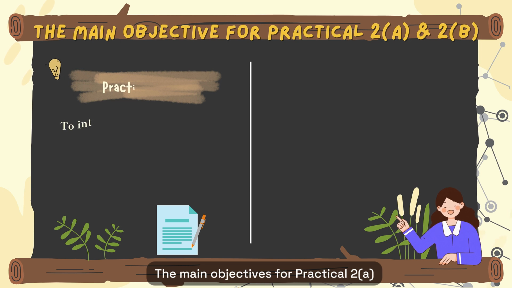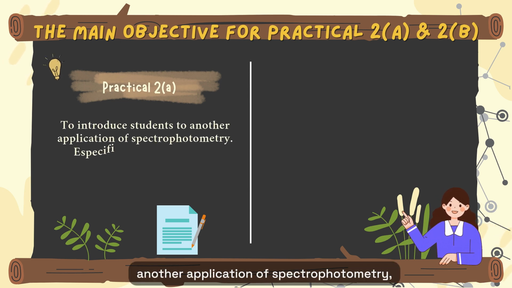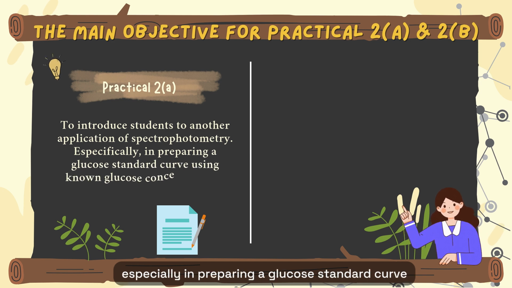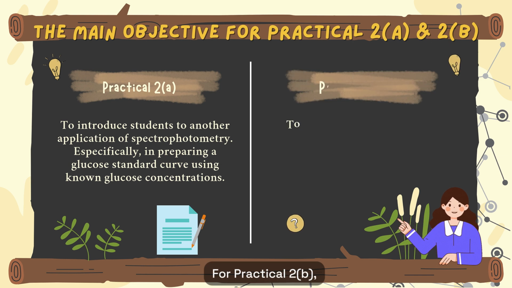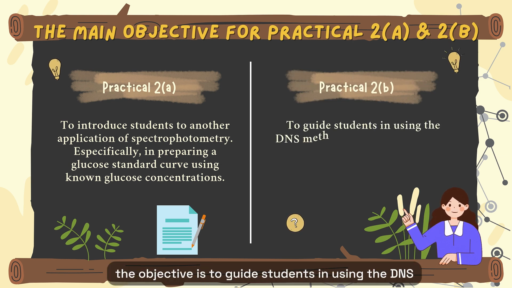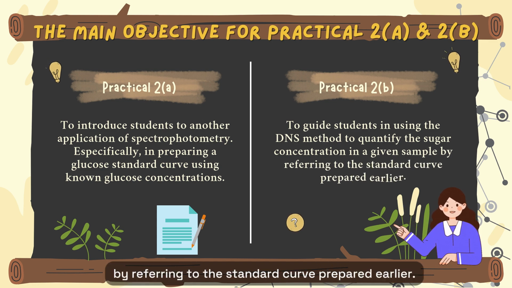The main objective for Practical 2A is to introduce students to another application of spectrophotometry, especially in preparing a glucose standard curve using known glucose concentrations. For Practical 2B, the objective is to guide students in using the DNS method to quantify the sugar concentration in a given sample by referring to the standard curve prepared earlier.